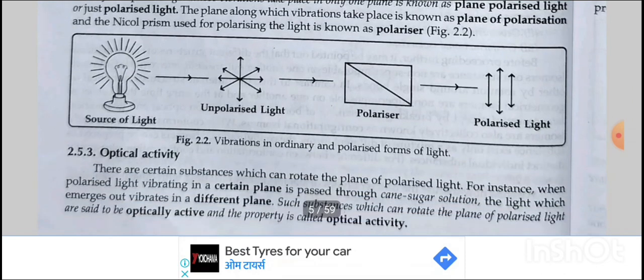That is the bulb. It gives the ordinary light which vibrates in all directions. It then passes through a polarizer called the Nicol prism, and when it passes through the Nicol prism, it gives the plane polarized light, which vibrates in a single plane.